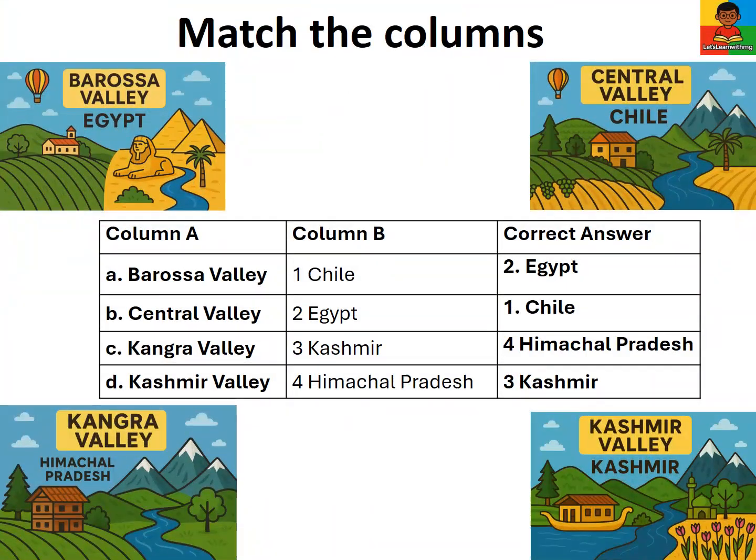Now, match the columns. Barossa Valley matches with Egypt. Central Valley matches with Chile. Kangra Valley matches with Himachal Pradesh. Kashmir Valley matches with Kashmir.